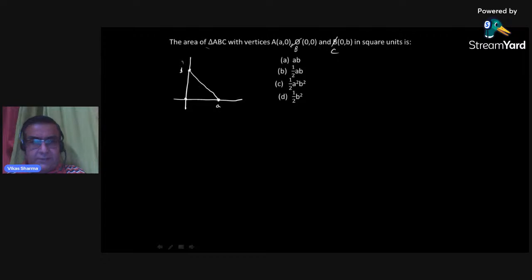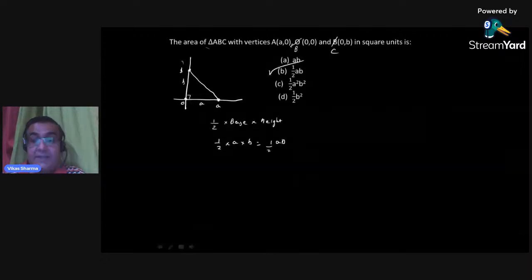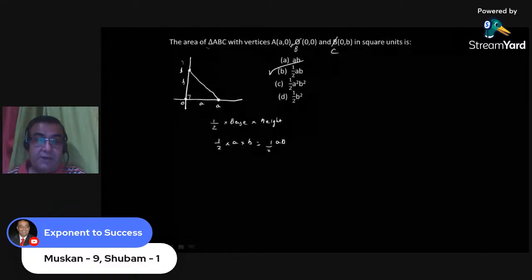Any correct answers? No correct answers yet. Okay. So what do you think, if this is the origin, the length of this is A and the length of this is B. This is obviously a right angle triangle, and the area of a triangle is half into base into height. So in this case it will be half into A into B, which is equal to half AB. So option B is the correct answer. No correct answers on the chat box, so no points to anyone. Muskan still stays at 9 and Shubham at 1.